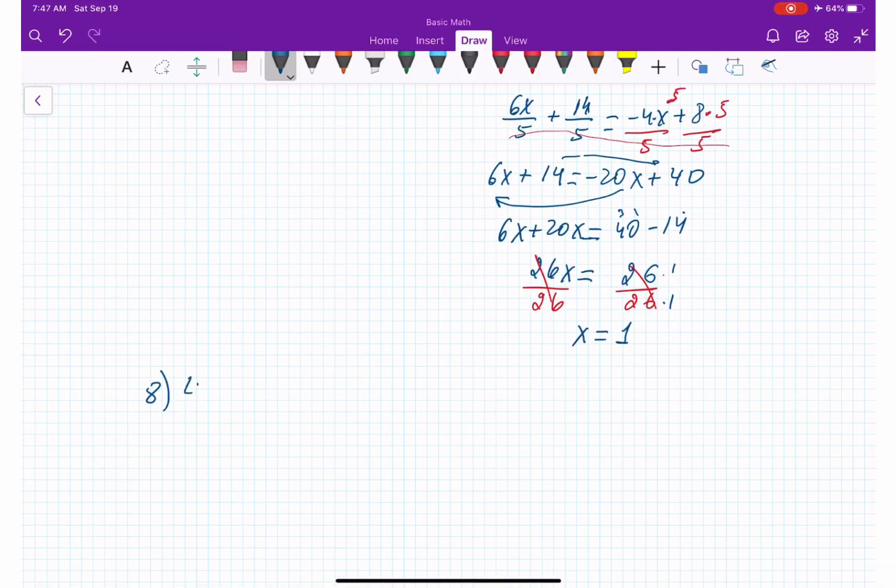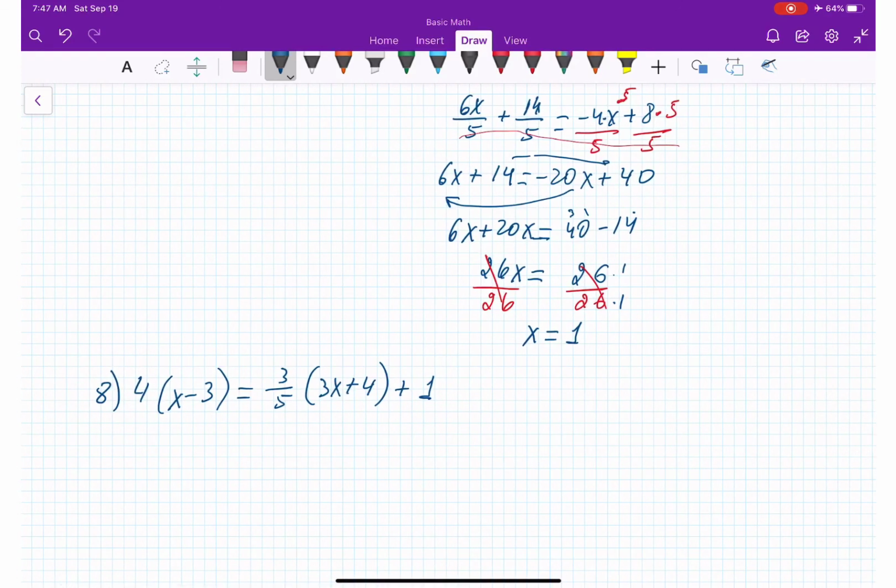What do we have? 4 times x minus 3 equal 3 over 5, 3x plus 4 plus 1. Okay, well, let's see what we are going to do. Let me rewrite. Four times x minus 3 equal 3 over 5 times 3x plus 4 plus 1. All right, there is only one denominator. Actually, let me rewrite it since this is multiplication. So this 3x plus 4 will go to numerator.